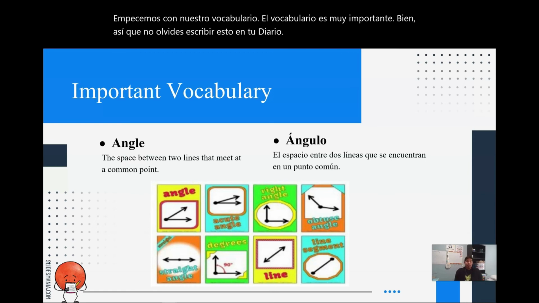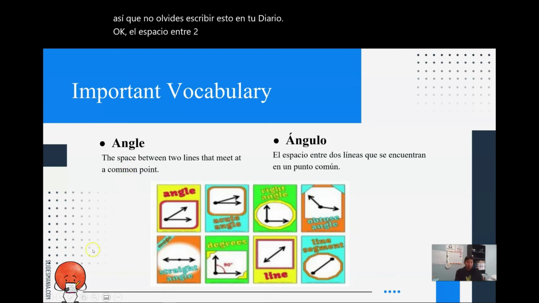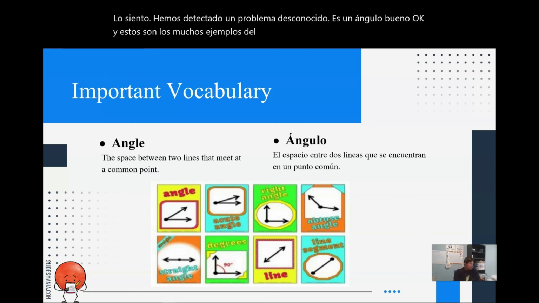Okay? The space between two lines that meet at a common endpoint. What is that called? Good, that is an angle. Sorry about that. I was trying to find something and I found it. Okay, excellent. So it is an angle. Good. Okay, and these are the mini examples of the angle over here. Let me just get my laser. Right, these are all the angles that are here. Okay, let's move on to the next one.